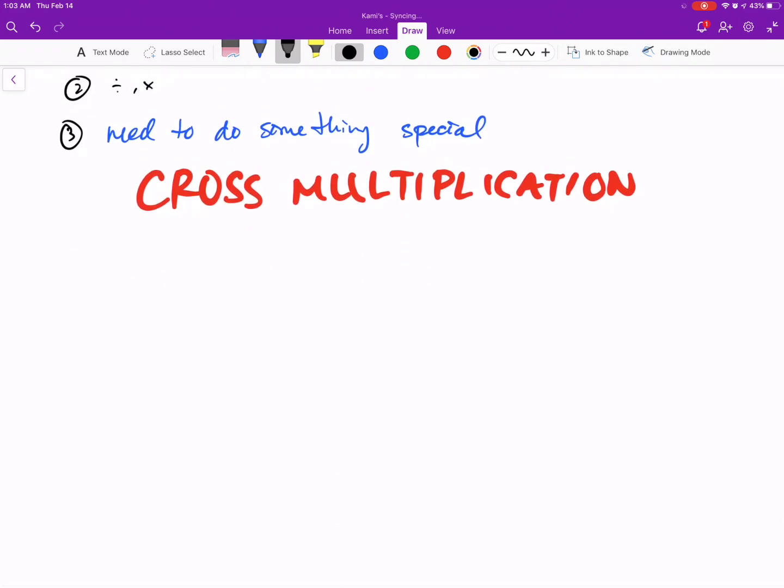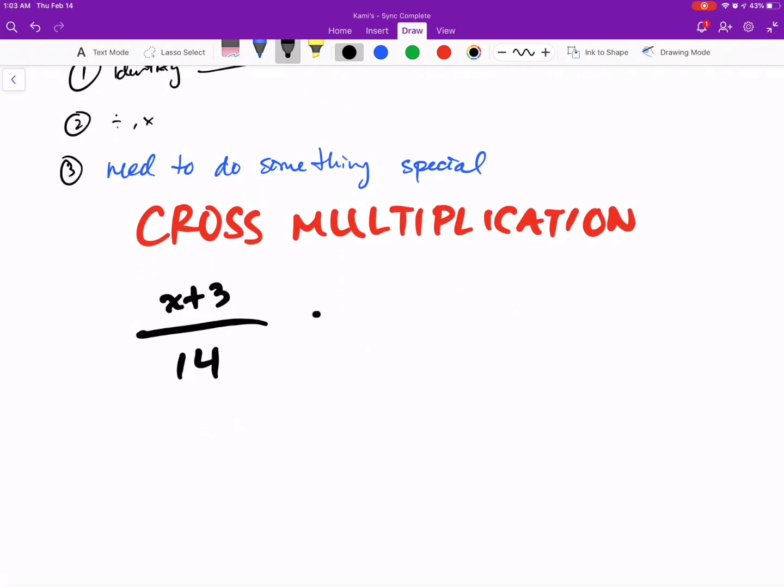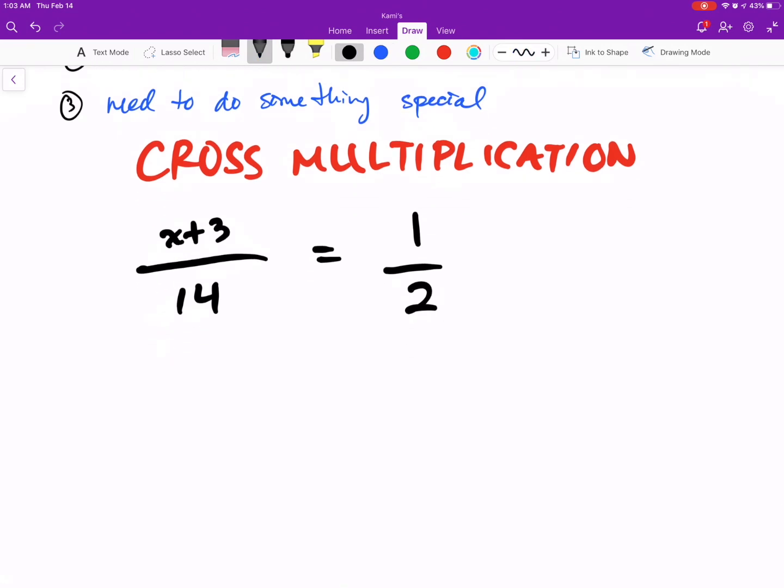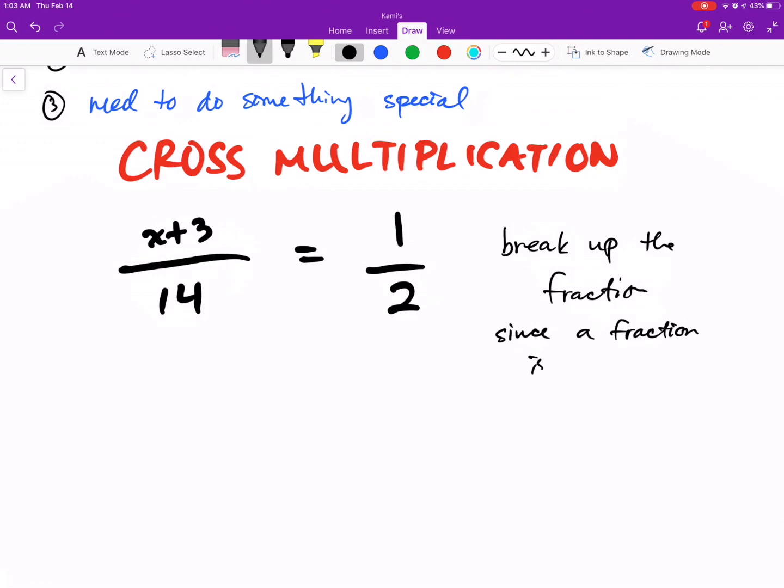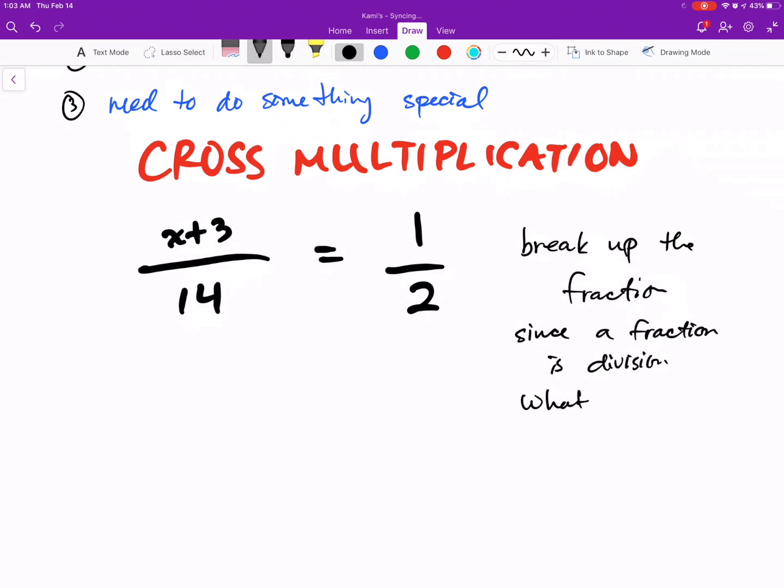So remember how I said that we had that thing that we did and I wasn't going to explain it because we're going to do it later? Well, this is kind of the reason why. So we're going to break up the fraction. Oh my goodness. Since a fraction is division, what's the opposite? That's right, multiplication.